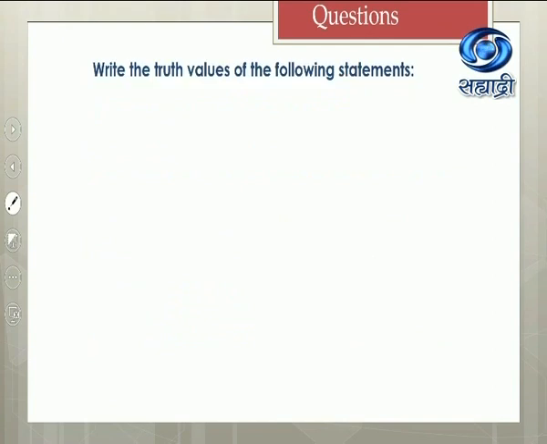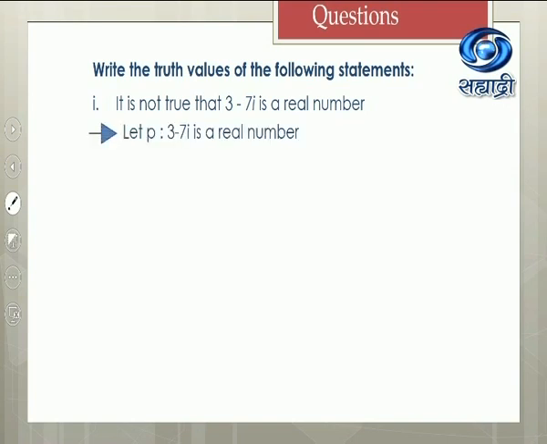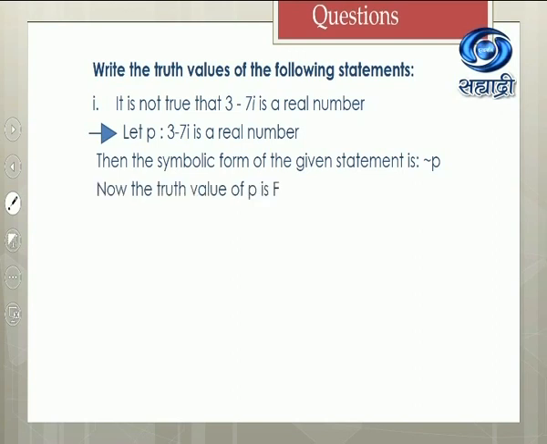Now let us see what are the truth values of the given statements. It is not true that 3 minus 7i is a real number. Your P statement is 3 minus 7i is a real number. So the symbolic form of the given statement is negation P. Okay. Now the truth value of P is false.